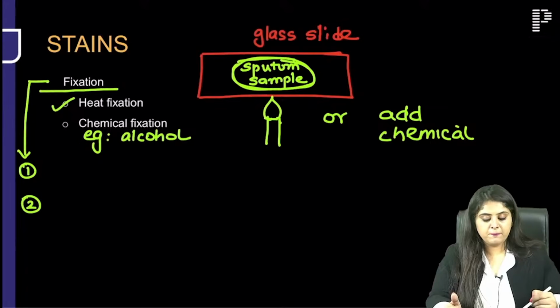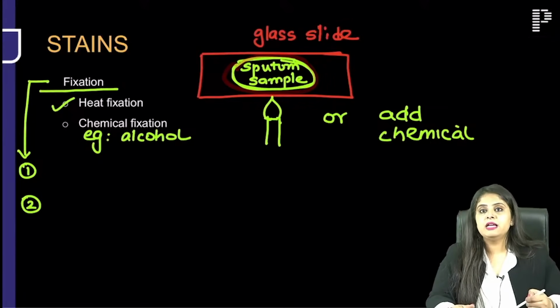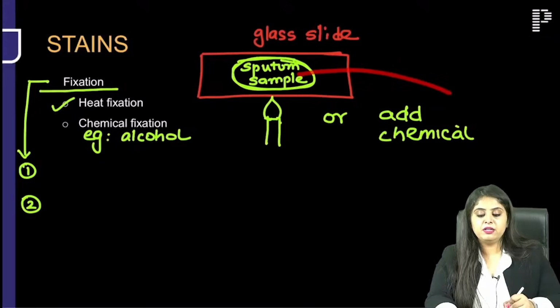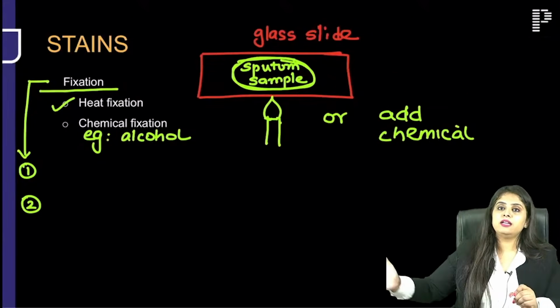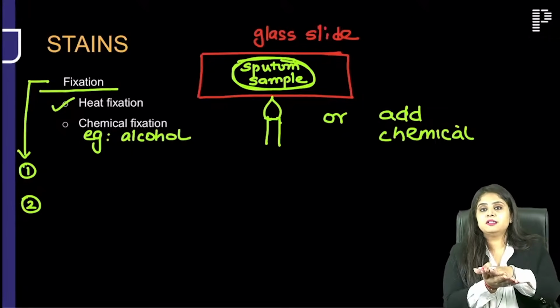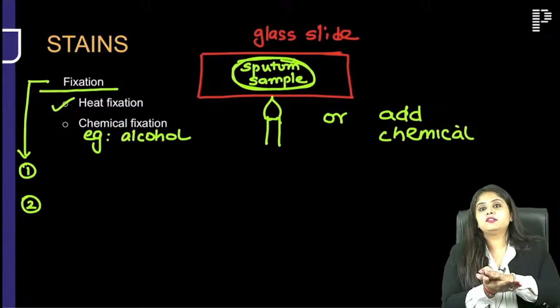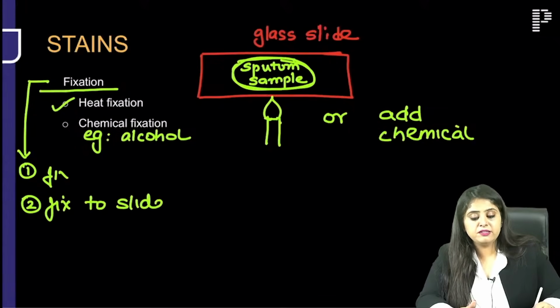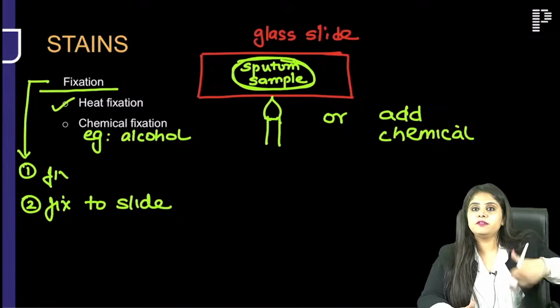Number one, don't you think if I've kept one drop of sputum, and after that I add water or red, blue, green, yellow colors, yes or no, basic fluid chapter of your 11th and 12th, can the sputum sample drain off like water? Can it just flow away? It can. My first agenda is fix it. Basically, like Fevicol, fix it to the slide. So firstly, it is done to fix it to the slide. Otherwise, if you add anything on top of it, it will flow out.